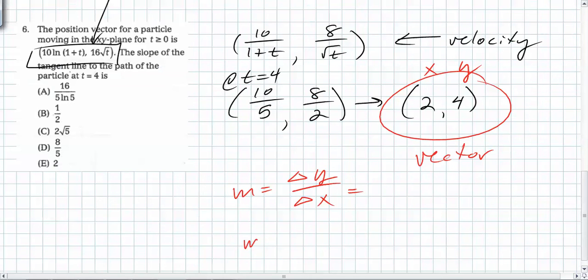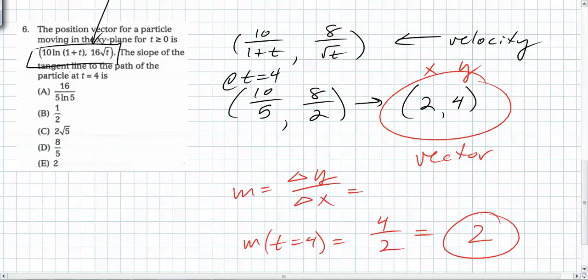So if we want the slope at time equals 4, what's that going to be? 4 over, which is 2. Again, we haven't done this yet, but it is 2. I did it with dy dx. Yes, you can do it many different ways and get it. That's fine. We haven't done this yet, but I wanted to tie it into something you might have seen before.